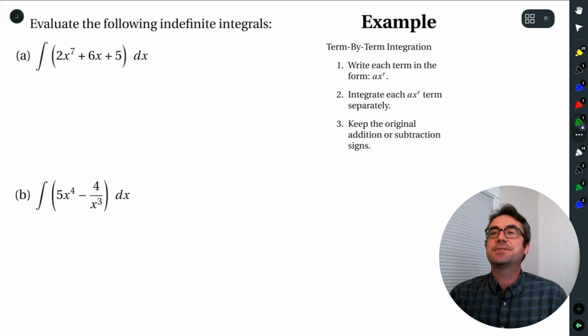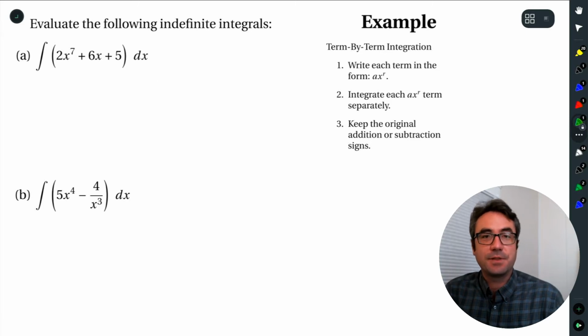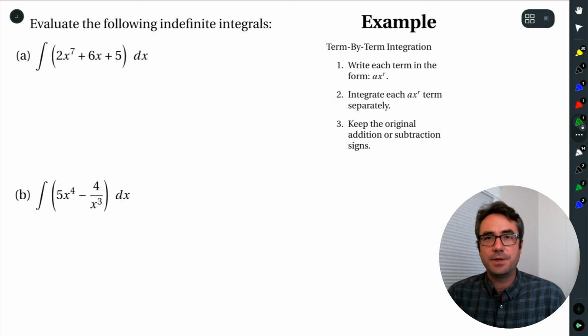All right, let's try that last one again. We're going to integrate 2x raised to the power 7 plus 6x plus 5 using more of how we're going to do these, which is the term-by-term integration technique. So this is going to be a more accurate reflection of the work and the thought process of how we're going to do these.